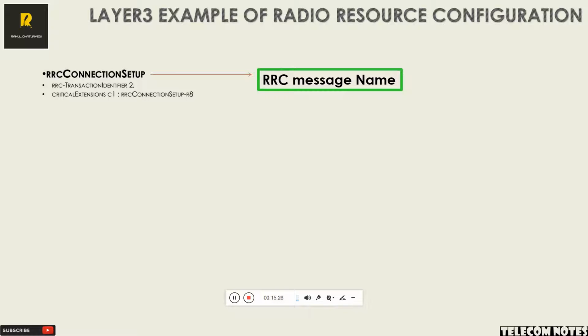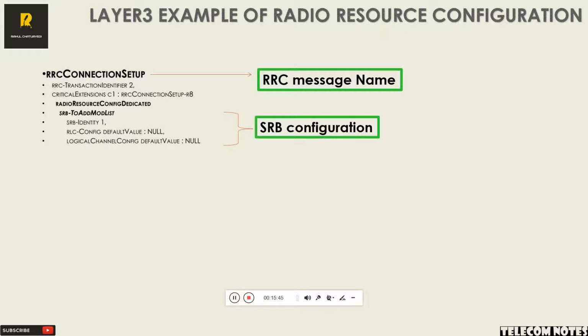Layer 3 example of radio resource configuration: RRC connection setup. As you can see, the RRC message name is over here. It's showing the SRB also, SRB identity 1. That's the SRB configuration.